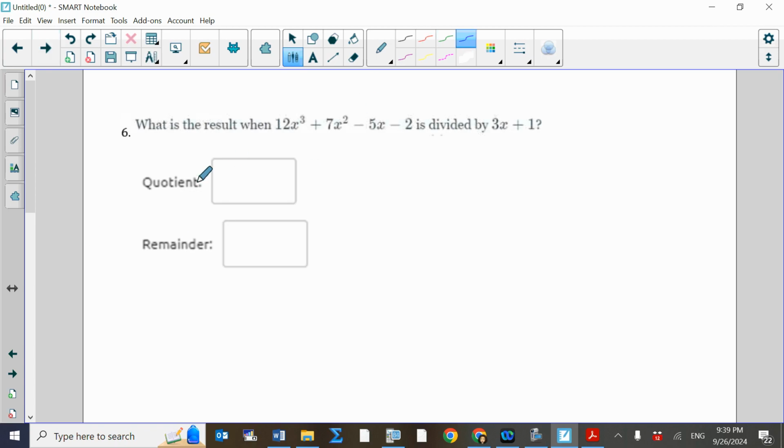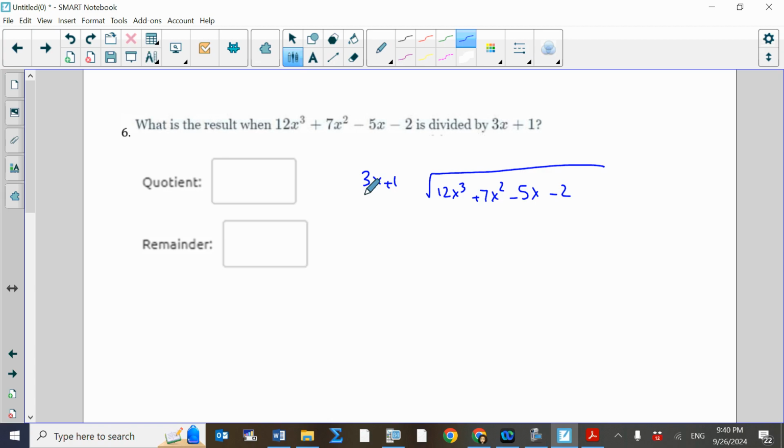This time, we're going to use long division. So first of all, I see that there's no missing term. X to the 3, 2, 1, and the constant, there's no missing term. So I'm just going to use the polynomial here: 12x to the 3 plus 7x squared minus 5x minus 2. Okay, now we're going to divide.